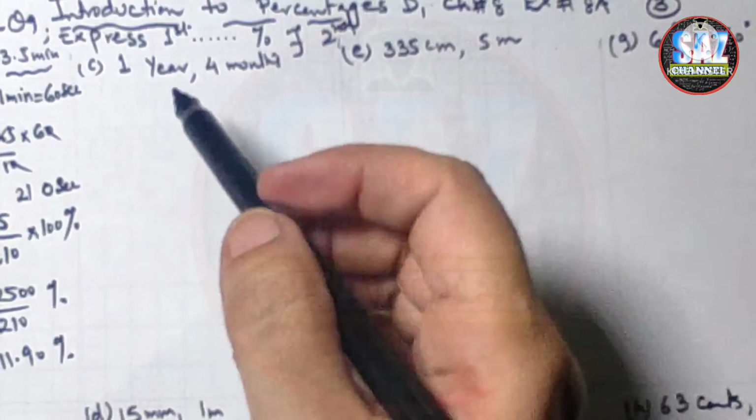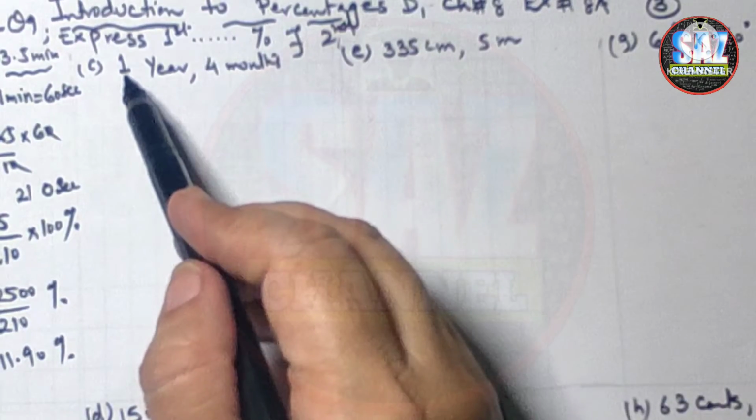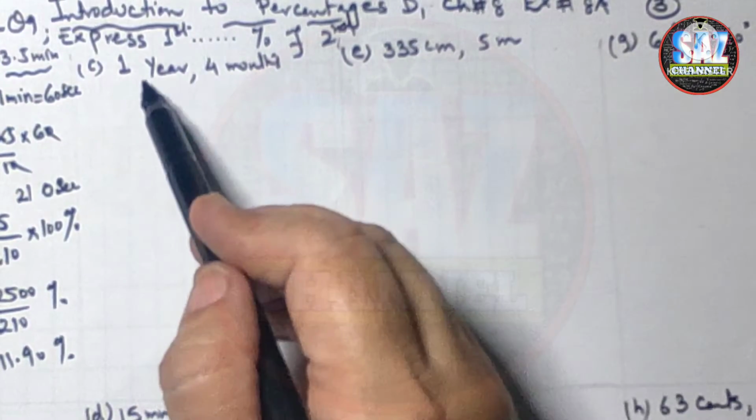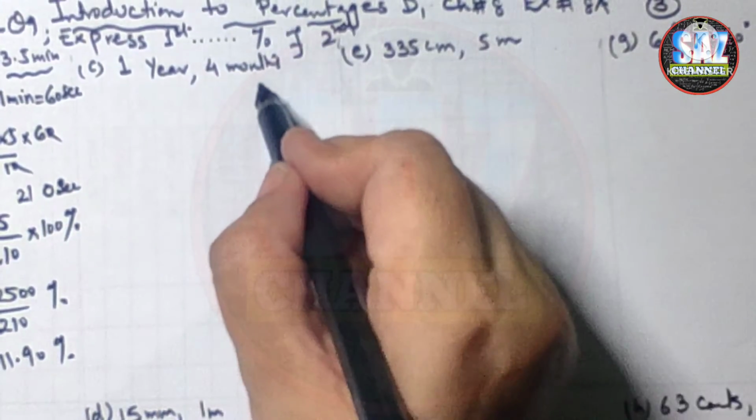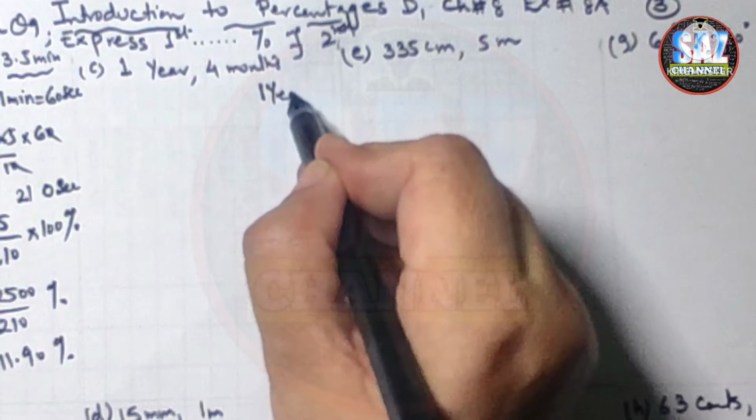C part is that we have to find the percentage of 1 year with 4 months. Again, 1 year we need to convert, 1 year equals how many months, students?